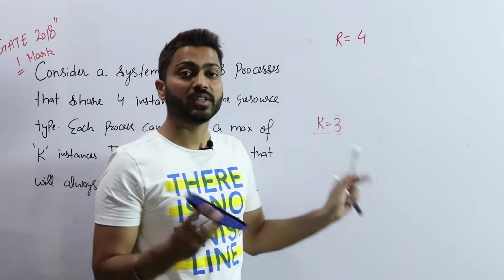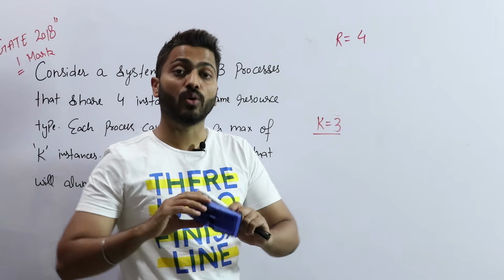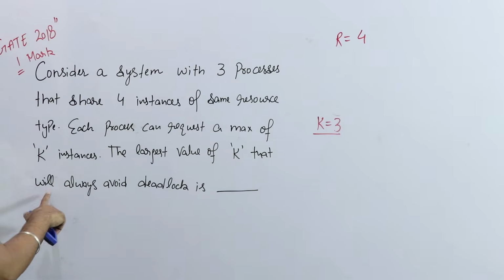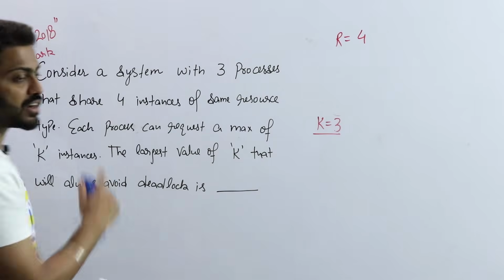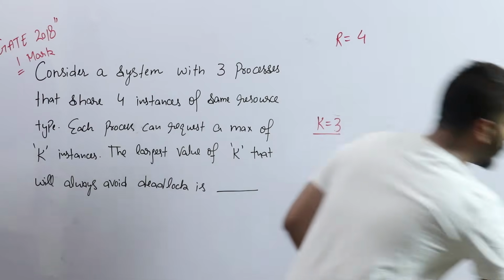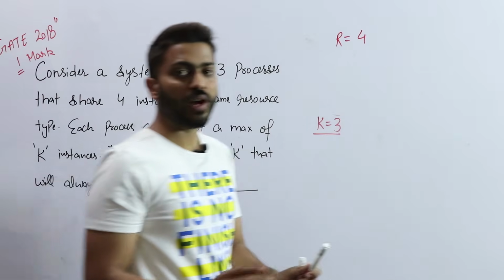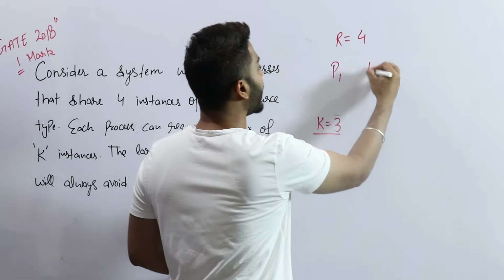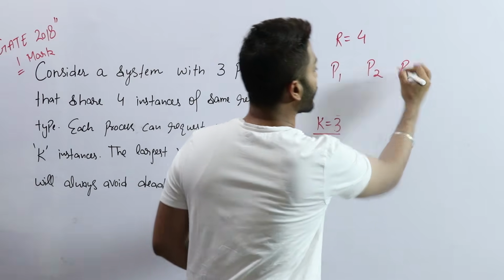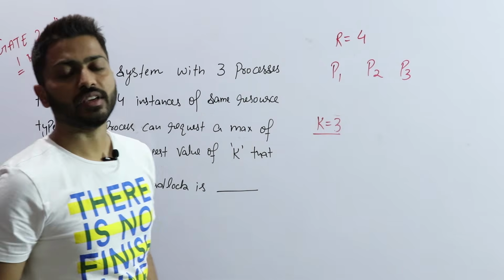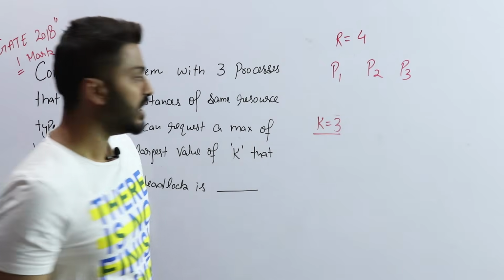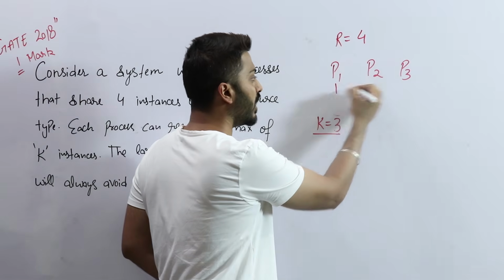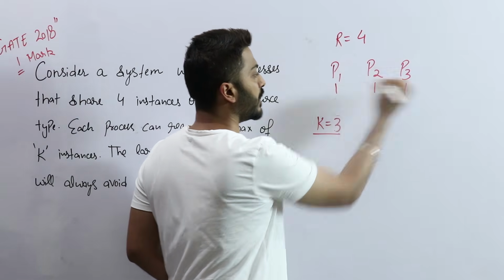No. You have to follow all the cases, because the question says "always", meaning we must always avoid the deadlock situation. So whenever the question is asked with "always", you have to analyze all the cases. Now let's say the demand is still 3. What we can do? Let's say one of the cases is 1, 1, 1.